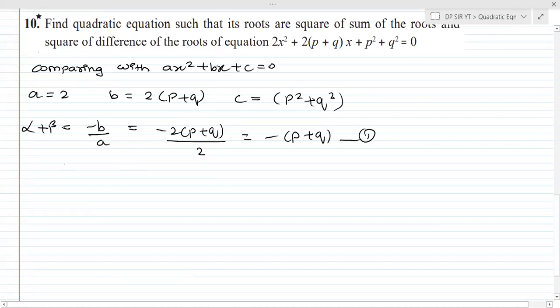Alpha into beta भी find कर लो, product of the roots. So alpha into beta is equal to c by a, which is equal to (p square plus q square) by 2. And let this be equation number 2.